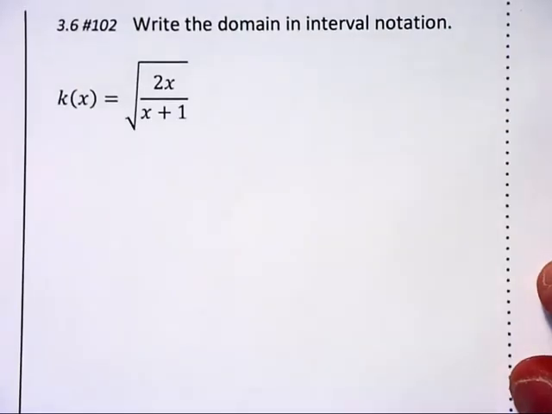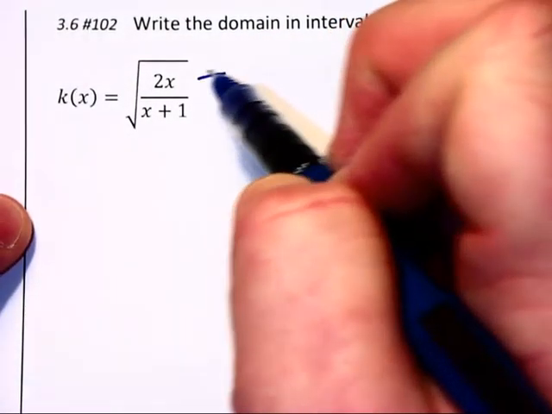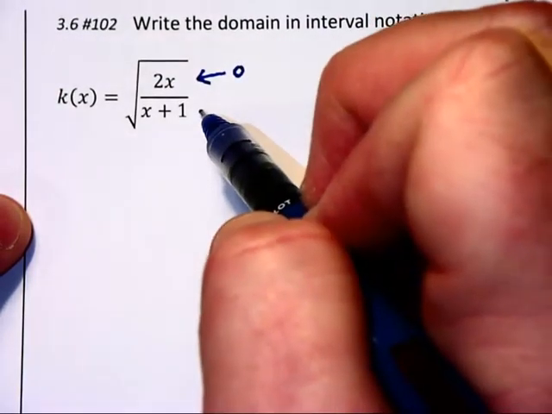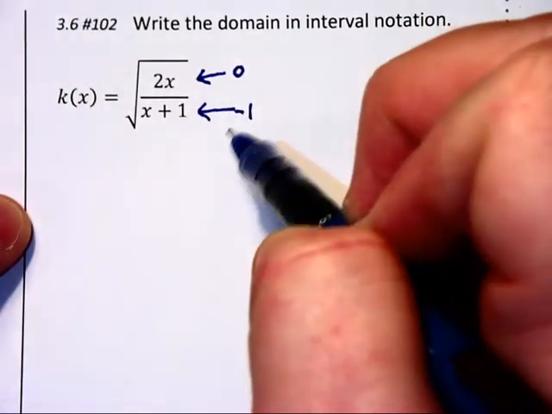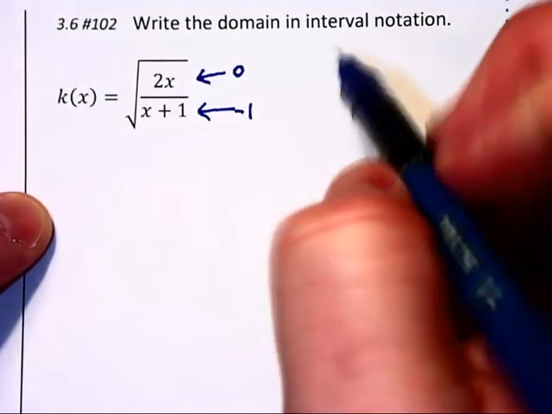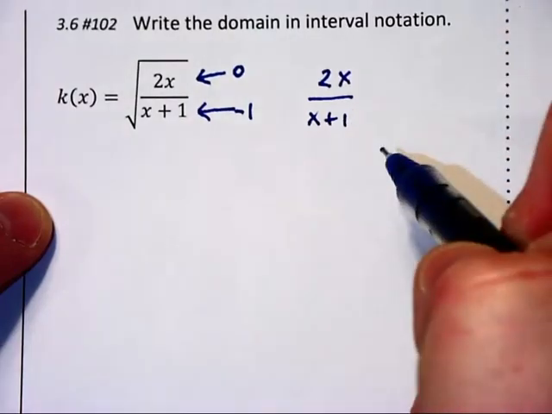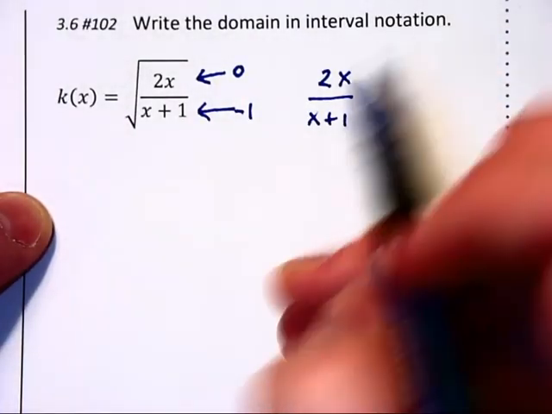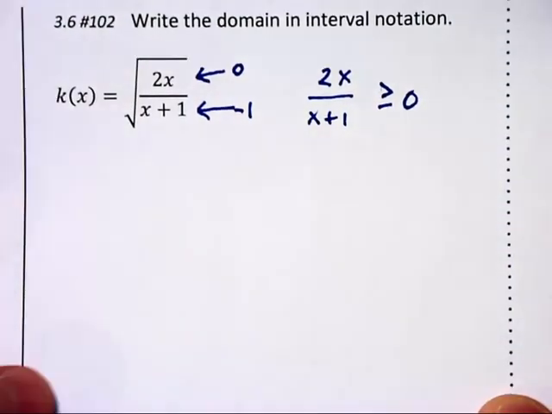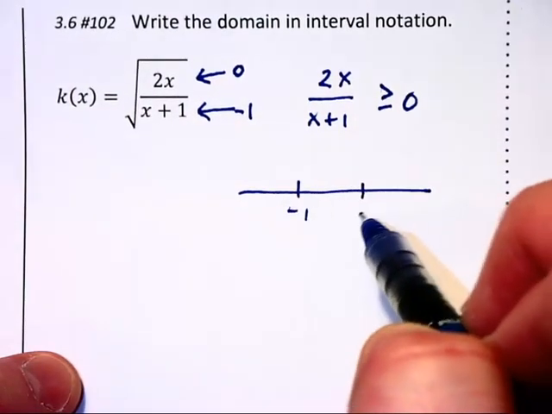Now we're asked to find the domain here in interval notation. We notice that the numerator cannot be 0. That is a critical value. We also notice that -1 is a critical value also. And we know that when we have a radical, the radicand 2x over x plus 1 must be greater than or equal to 0. So we're going to set that to be greater than or equal to 0. And our critical values, as we've already stated, are -1 and 0.